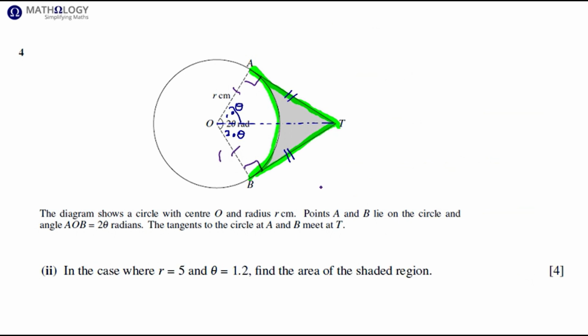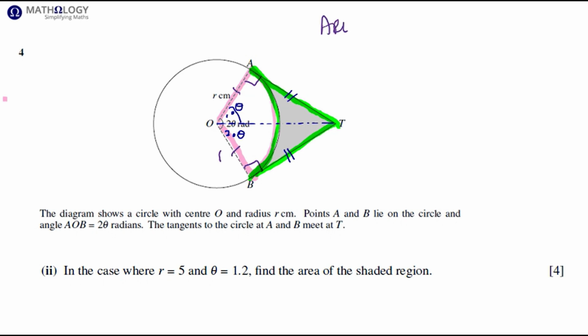Next, we're required to find the area of the shaded region, given r equals 5 and theta equals 1.2. So the area of the shaded region, we're going to find the area of both right angle triangles OAT and OBT. So that'll basically give us the area of the quadrilateral AOBT, and then we subtract the area of sector OAB, and that will give us the area of the region that we are looking for.